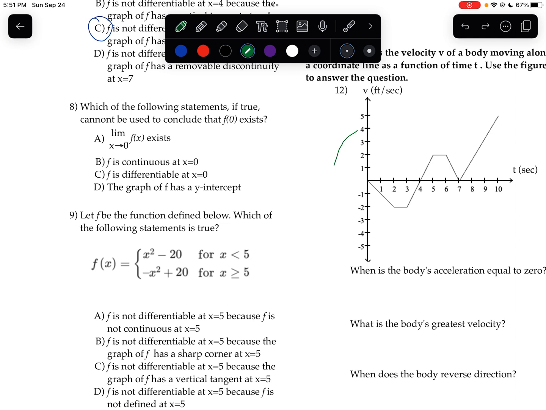Say that we have a graph that goes right here and has a hole right here, so a discontinuity, and then it goes like this right here, or something to that effect. This would mean that the limit exists at 0.